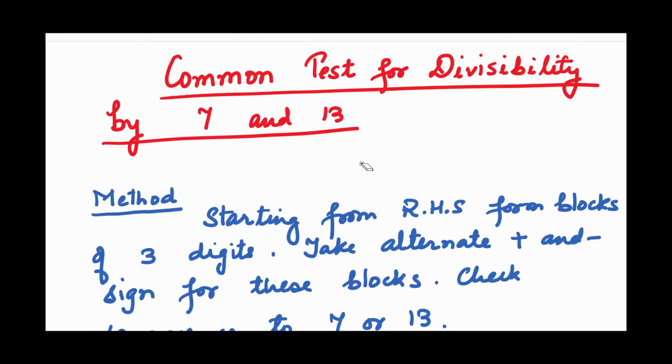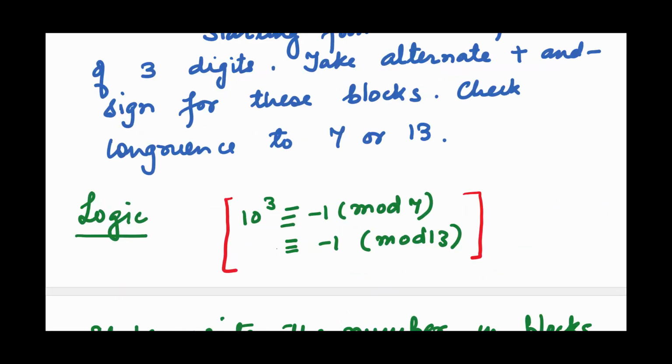Let's come to a common test for divisibility by 7 and 13. Starting from the right hand side, form blocks of 3 digits. Take alternate plus and minus signs for these blocks, then check the congruence to 7 or 13. Now what is the logic behind this?